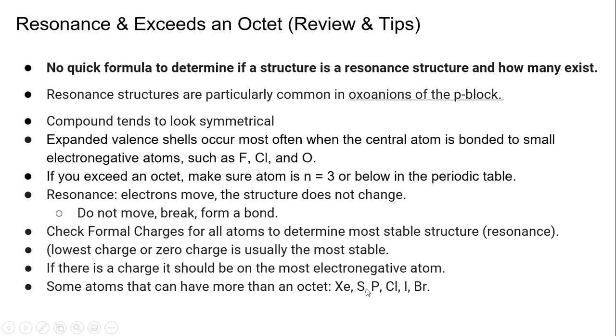Some atoms that can exceed an octet: xenon, sulfur, phosphorus, chlorine, iodine, and bromine. Remember, as you go down the periodic table, they get bigger. So that is showing you how some of these can get bigger and bigger, and they can exceed the octet. Okay? And that's it. Thank you.